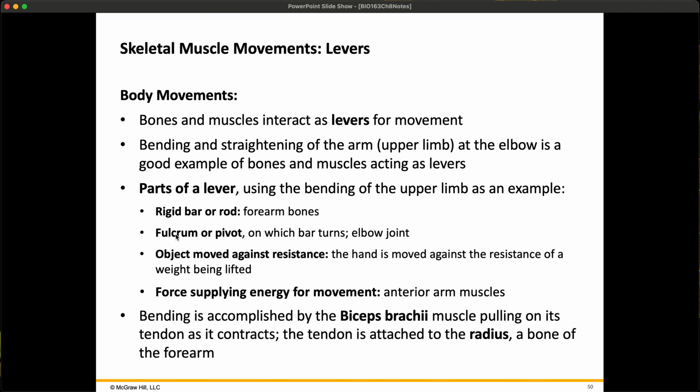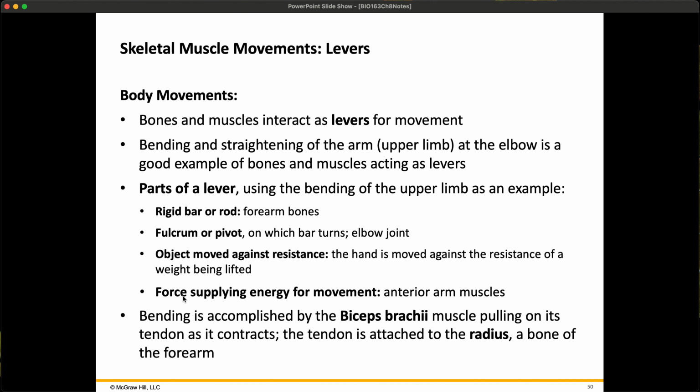You have the fulcrum, which is the elbow joint. That's the point of leverage. And then you have the object being moved against resistance, which is your hand. Maybe your hand has something in it, maybe it's not, but it's still that most distal portion, so that's going to be where the weight is.